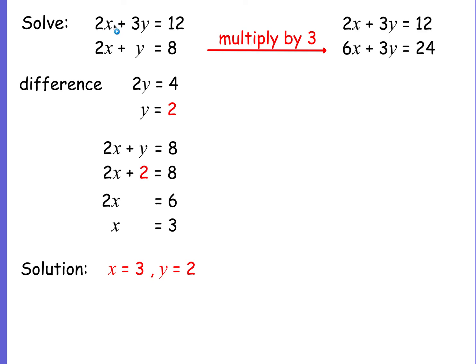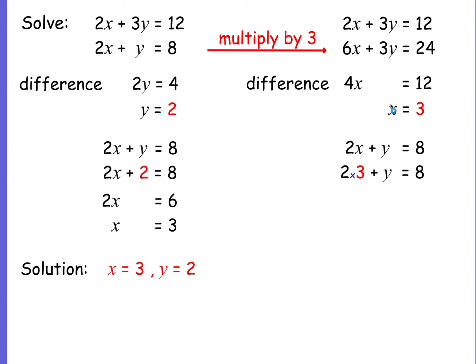So here we go. The first equation is left as it is. Second equation, everything on the left times 3, everything on the right times 3. And now I've made the same y terms, plus 3y and plus 3y. So when I subtract, when I get the difference, I can go 6x take away 2x is 4x. 3y take away 3y is 0, they're eliminated. 24 take away 12 is 12. Basically saying, this left-hand side got an extra 4x. The right-hand side got an extra 12. The 4x must be worth 12. So x is 3, there it is there.